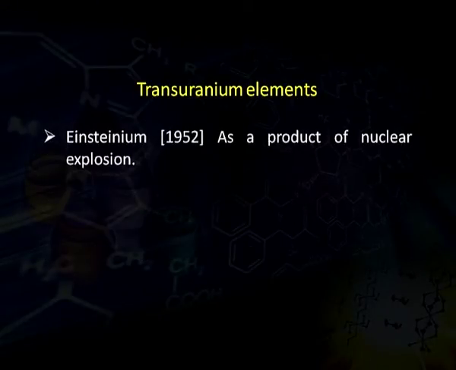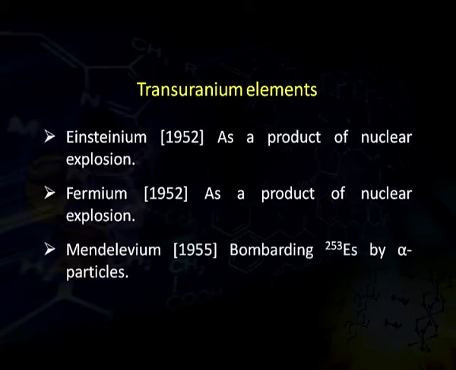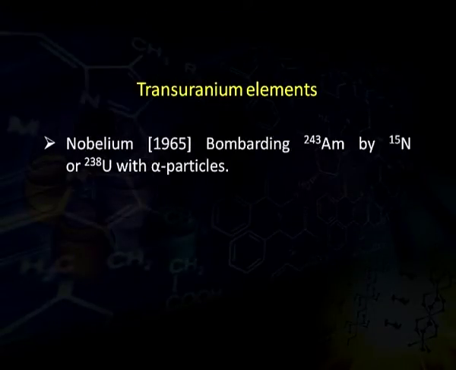Another transuranium element, einsteinium, was discovered in 1952 as a product of a nuclear explosion. Fermium, also a product of a nuclear explosion, was discovered simultaneously in 1952. Later in 1955, mendelevium was obtained by bombarding einsteinium-253 with alpha particles. Nobelium was obtained by bombarding americium-243 with nitrogen-15, and it may also be prepared by an alpha particle interacting with uranium-238.